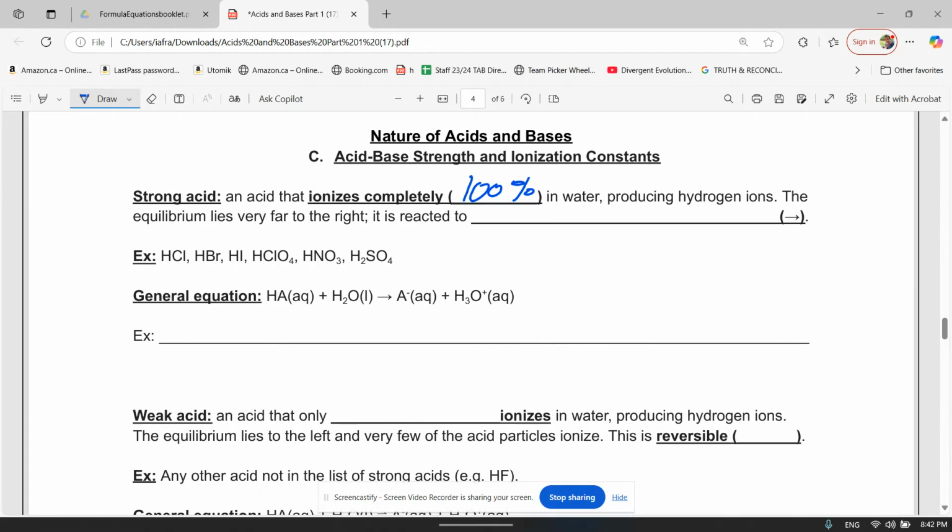They become ions when you put them in water, but it's almost like saying they dissolve, but we say ionize to be more specific. And when they do that, they produce hydrogen ions, and the idea with strong acids is that they're so far towards the right side that we say it is reacted to completion. So all of the acid that you throw into water will become H plus or H3O plus, for example.